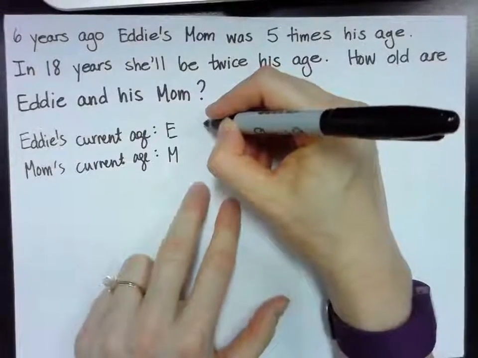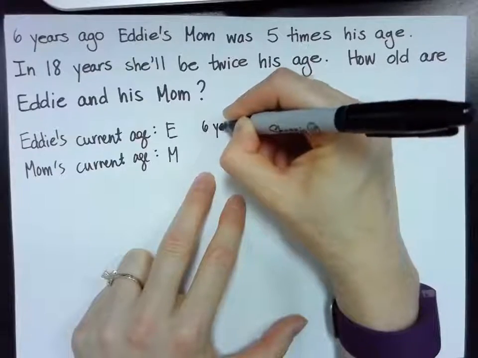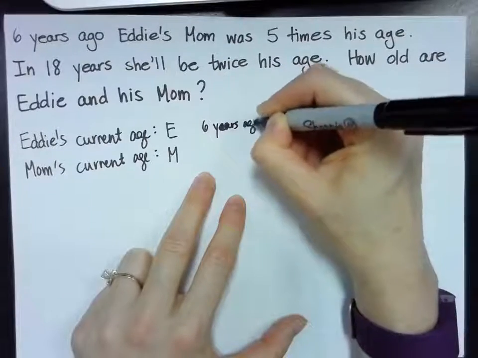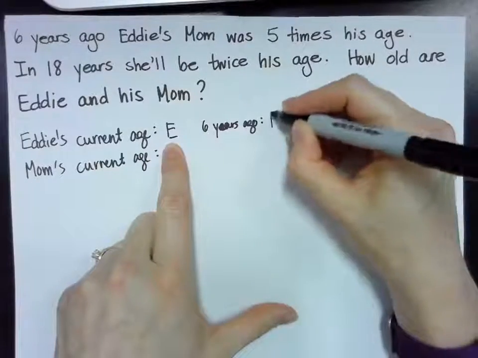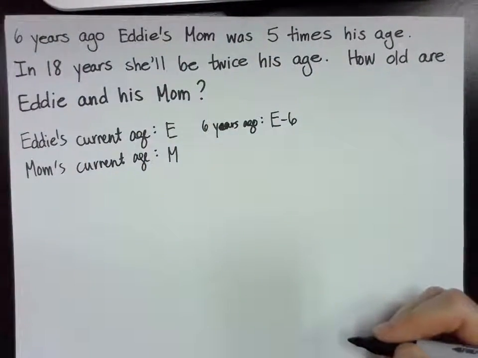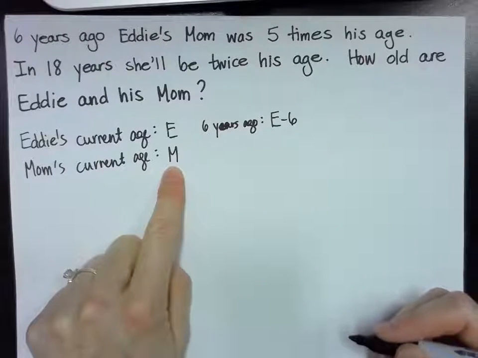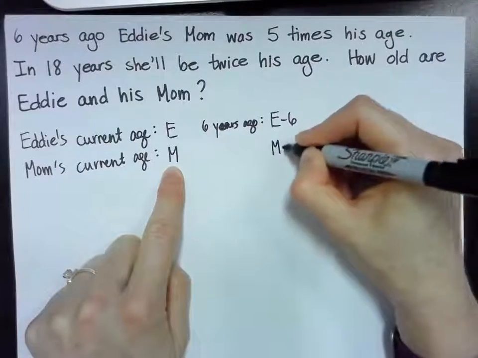So we need to think about 6 years ago. Okay, so 6 years ago, how old would Eddie have been? Well, he would have been his current age minus 6. And 6 years ago, his mother would have been 6 years younger as well. So her age 6 years ago would have been M minus 6.